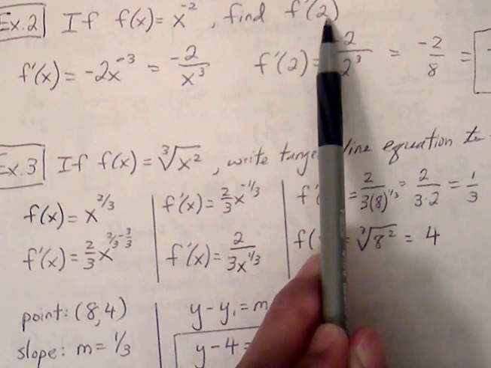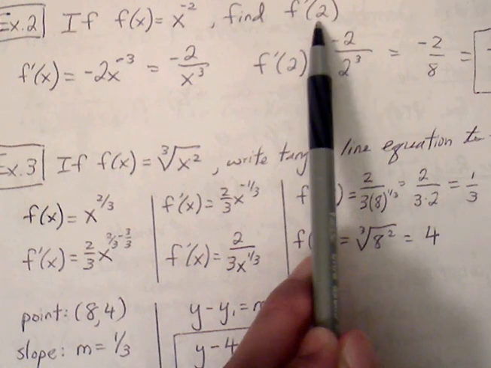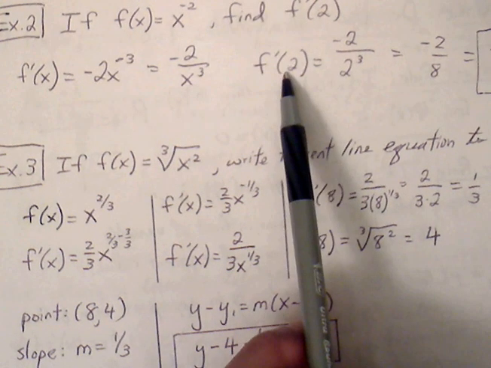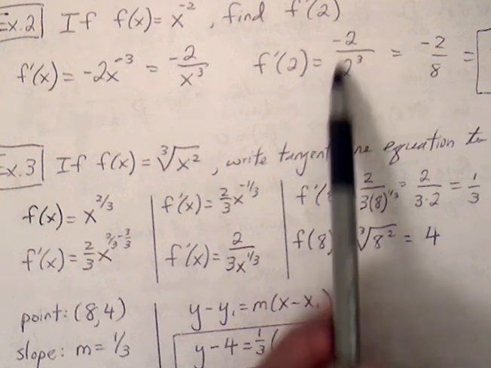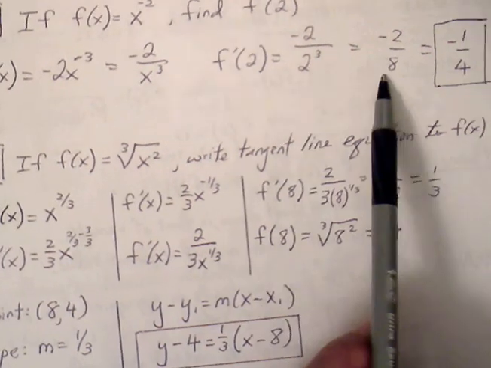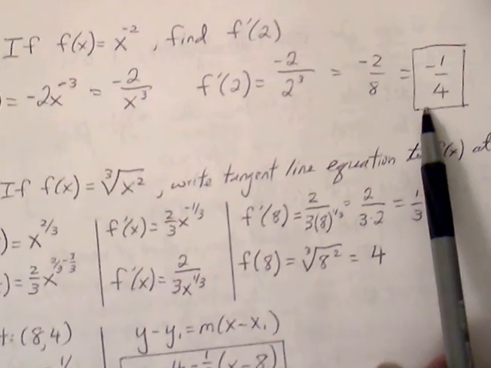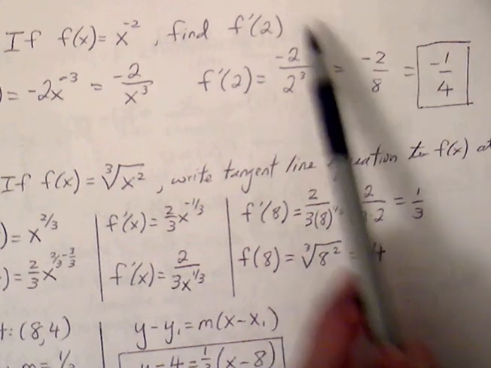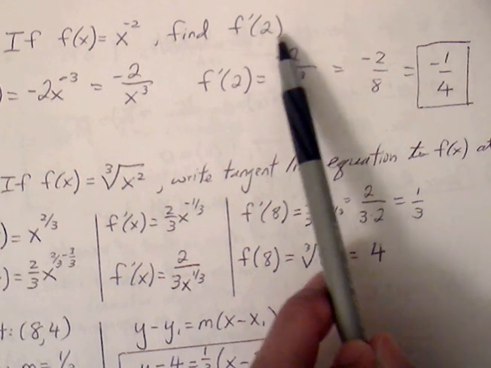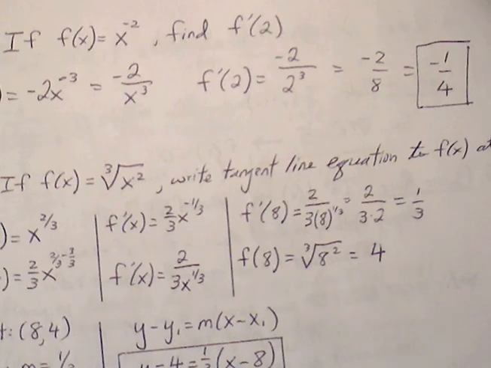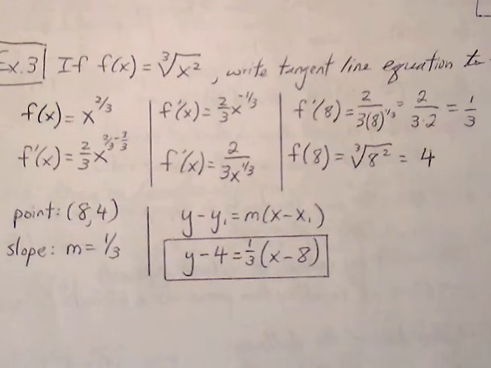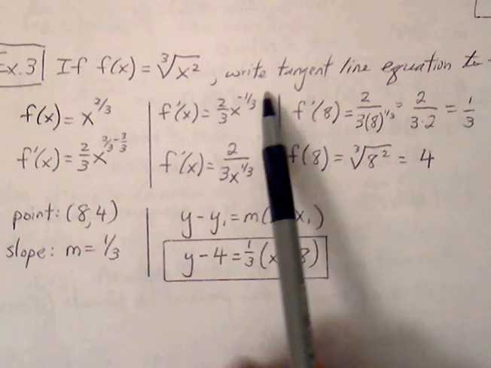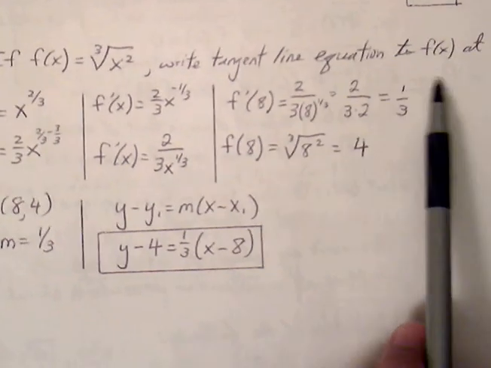We just need to evaluate the derivative. So plug 2 into the derivative, we get negative 2 over 2 cubed, which is negative 2 over 8, so negative 1/4. So the slope of the curve at this point will be negative 1 over 4. Okay. Finally, if f of x equals cube root of x squared, write the tangent line equation to the function at x equals 8.